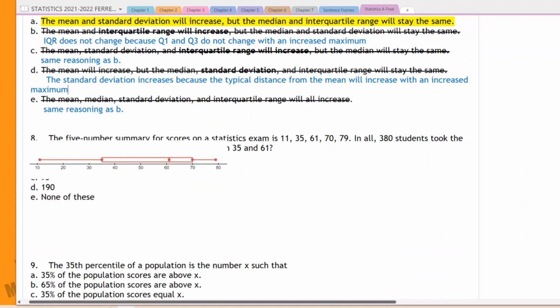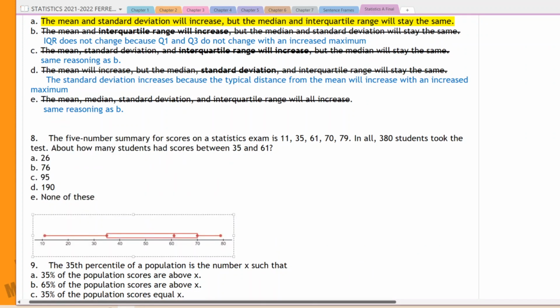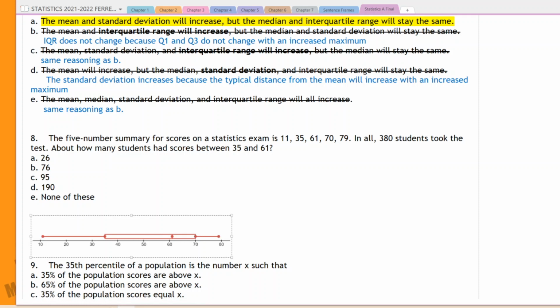Let's take a look at number 8. The 5-number summary for scores on a stats exam are 11, 35, 61, 70, and 79. In all, 380 students took the test. How many students had a score between 35 and 61? Well, let's see, 35 and 61. 35 is right here at the left of the box. And then 61 is right here, the median score. So between Q1 and the median is about 25% of all scores.